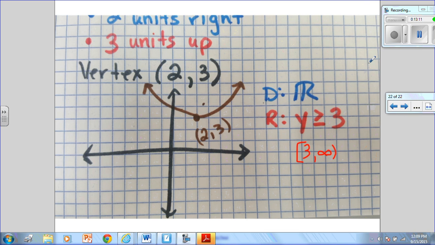Oh, and the domain and range, go ahead and copy that down. Okay, so just like before, the domain is always, always all real numbers. The range for this one, it's going to be anything bigger than 3 because the graph starts at 3 and it goes up. So this time it's greater than or equal to 3. And of course, you can write interval notation instead if you would prefer.